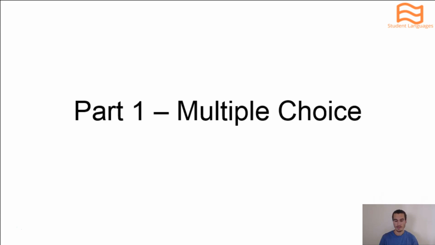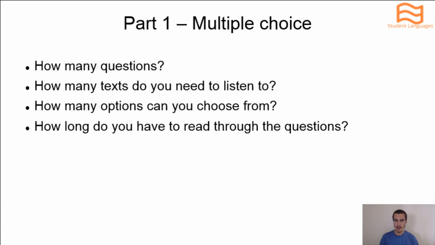So part 1 is called multiple choice. Let's just remind ourselves quickly. There are 8 questions in part 1 on 8 different topics. So you need to listen to 8 different people or 8 different conversations. You have 3 options to choose from. You have no time to read through the questions before the listening begins.